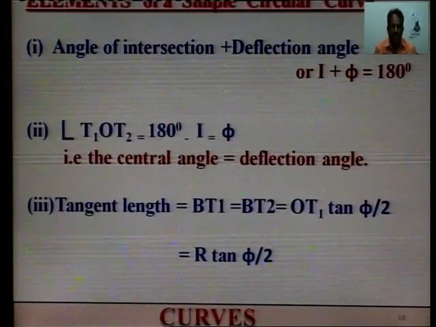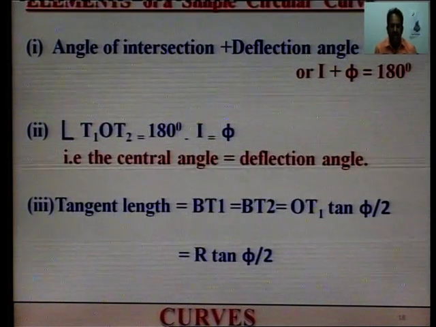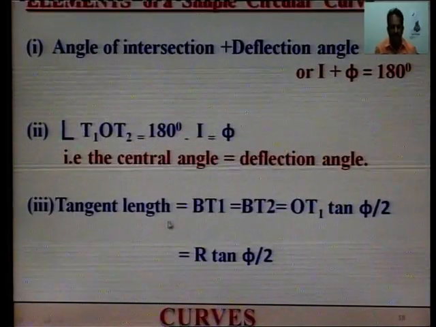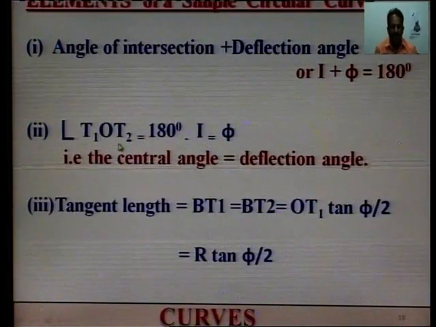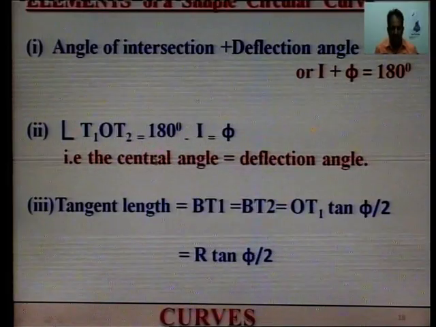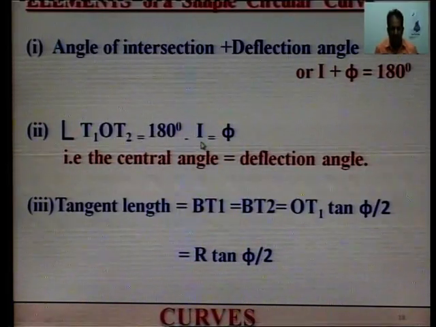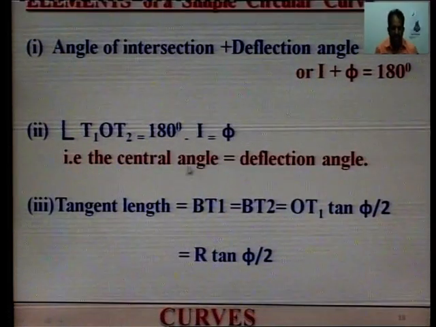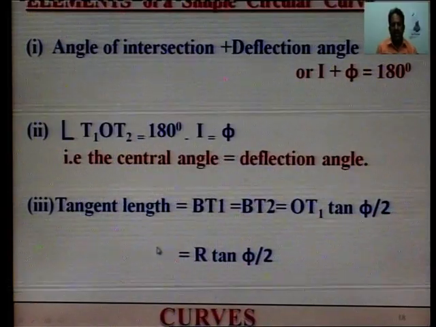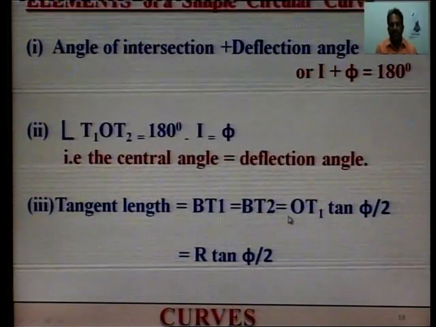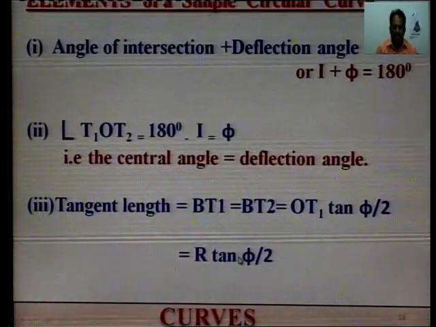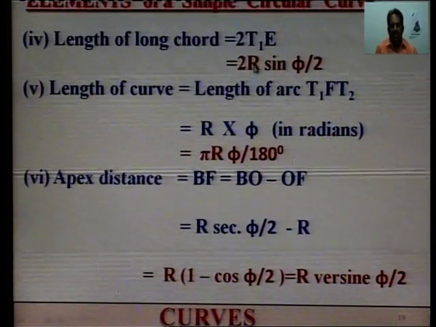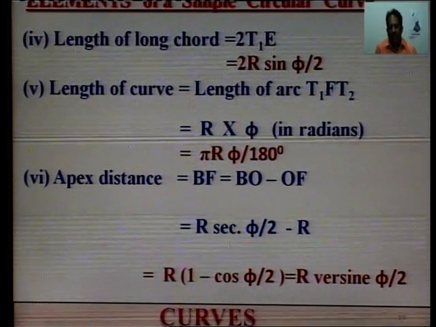First, the angle of intersection plus the deflection angle is generally 180 degrees, that is I plus phi is equal to 180 degrees. Similarly, the angle T1 O T2 is 180 degrees minus I, which comes out to be the deflection angle, that is the central angle is always equal to the deflection angle. Tangent length BT1 is equal to BT2, which is equal to R tan phi by 2. The length of the long chord is given by the formula 2R sin phi by 2.